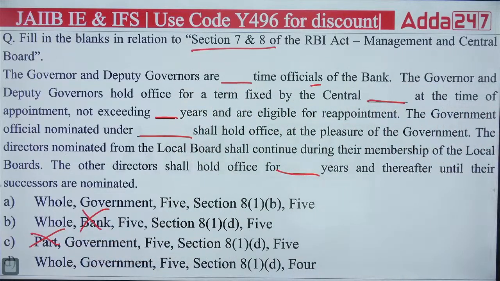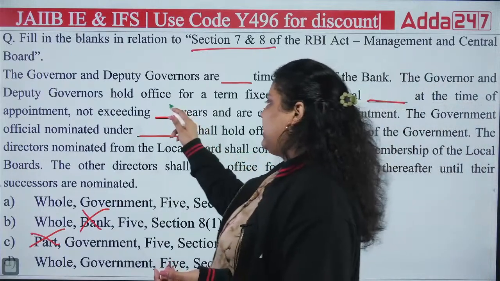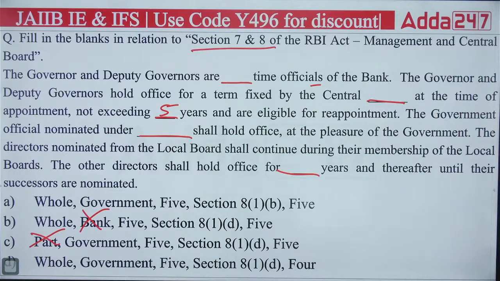So from central government you can take permission to exceed the duration, and not exceeding dash years and are eligible for reappointment. You cannot exceed dash years. What year? Both options have 5 years. So it means not exceeding 5 years is correct, and are eligible for reappointment. So the government official nominated under dash shall hold the office under what? Section 88(1)(b).